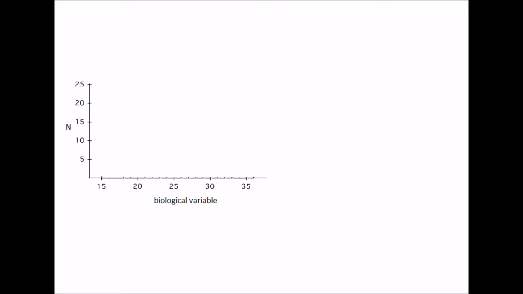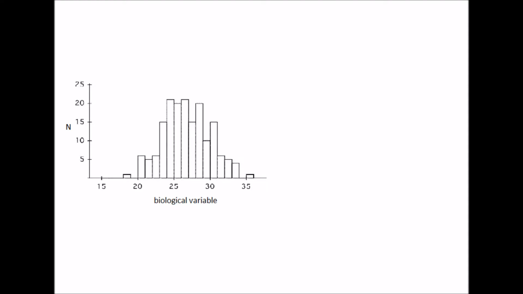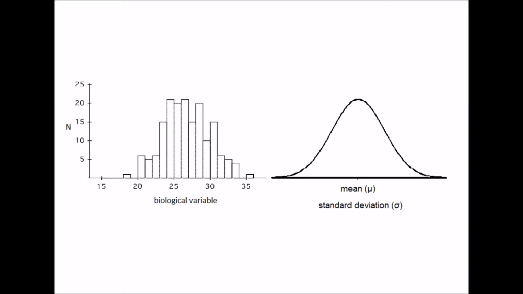But first, let's cover a few of the basics. Many biological variables, when measured and plotted as a frequency distribution, form a bell shape. The normal distribution is a continuous probability distribution that describes a bell-shaped curve which can be used as an approximation of the frequency distribution. There are two parameters that are used to describe the shape of a normal distribution, and they are the mean and standard deviation, which describe the location and the spread of the curve, respectively.